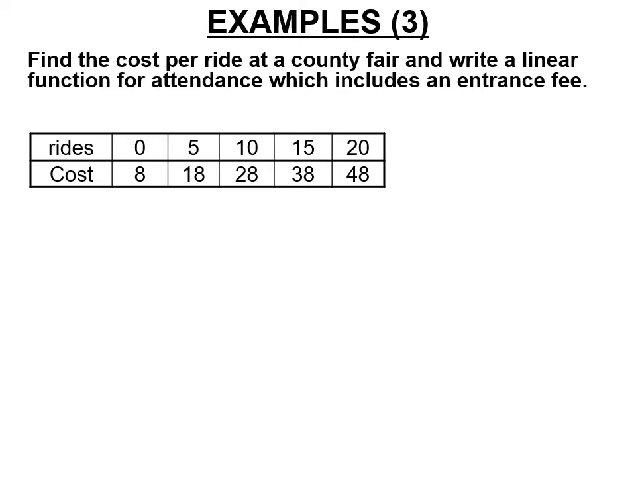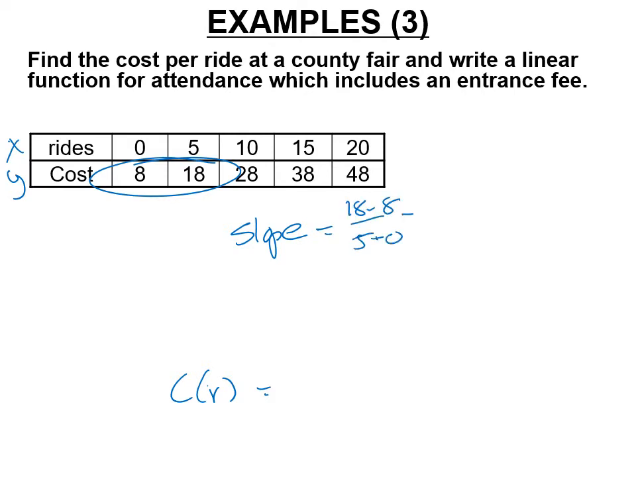Okay, so let's do another one. All right, so cost per ride. So the answer is going to be C of R, cost per ride, C of R. To do that, we need to find our slope. So this would be the y's, right? The y's are on the bottom when you do these. So 18 minus 8 over 5 minus 0. 18 minus 8 is 10, over 5. The slope here is 2. What does that mean? It means it's $2 for each ride, assuming these are dollars, although I didn't say.